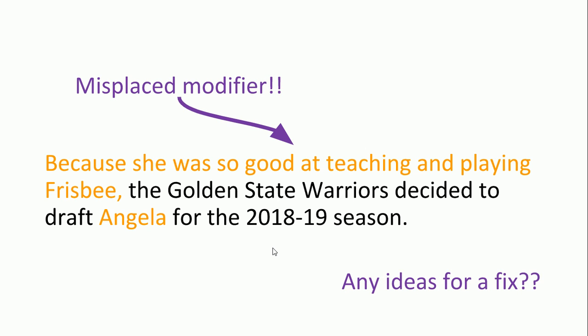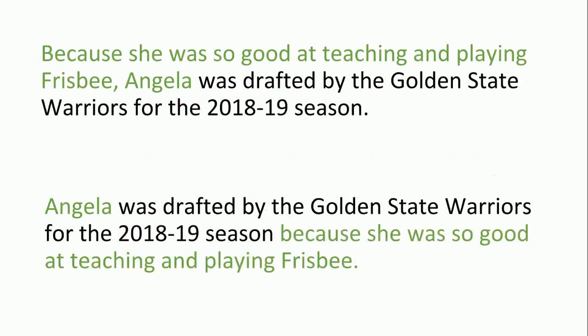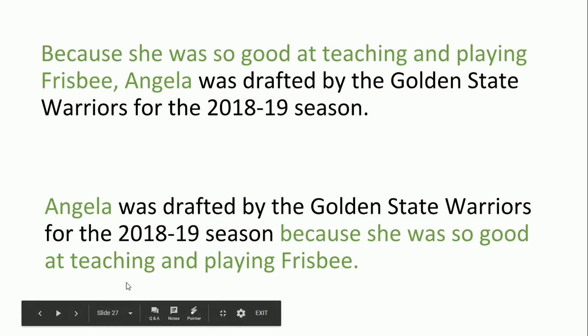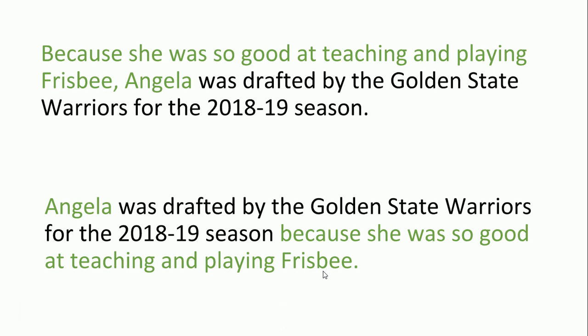And you should ask your class what they think we should do to fix it. I'll show you two possibilities. One is we follow the two suggestions that were outlined in the rule. First, we can move the modifier to directly in front of the subject. Because she was so good at teaching and playing Frisbee, Angela was drafted, blah, blah, blah. We're good. Or we can move the modifier after the subject. Angela was drafted by the Golden State Warriors because she was so good at teaching and playing Frisbee. Both of these are fine, grammatically correct, and make more sense upon a close listen than the previous way of writing.